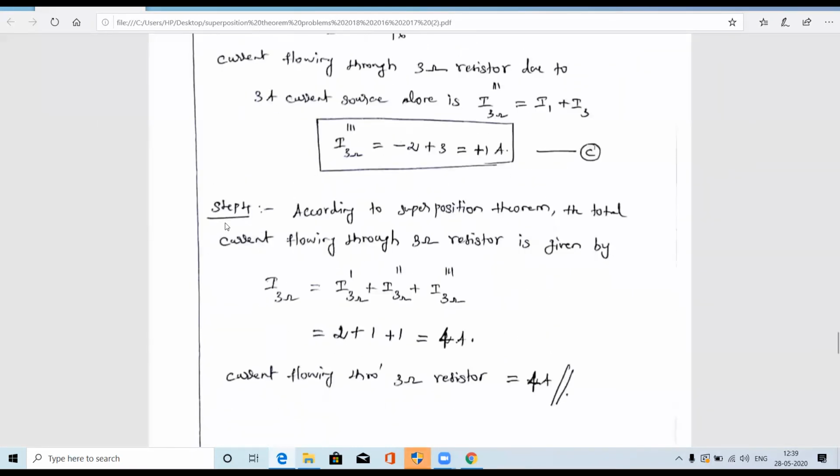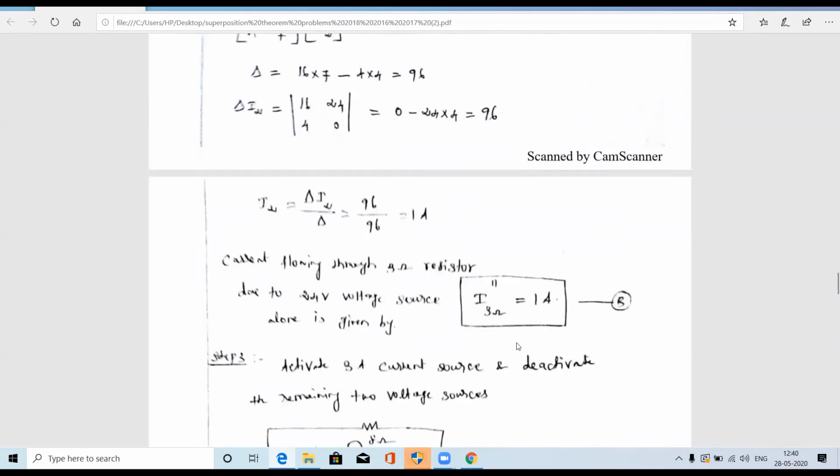Then step number 4, according to the superposition theorem, the total current flowing through the 3 ohm resistor is the current flowing through the 3 ohm resistor due to the first source, plus the current due to the second source, plus the current due to the third source. The first source answer is 2, the second source answer is 1, and the 3 amps current source gives 1. So finally we will get the answer as 4 amps. This is the total current flowing through the 3 ohm resistor according to the superposition theorem.